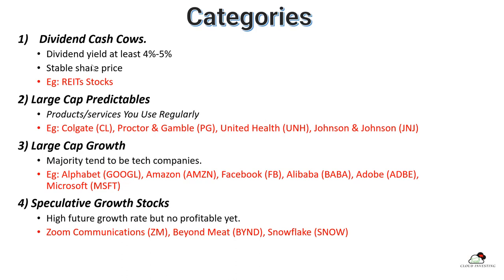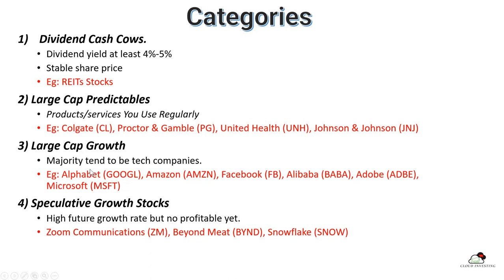dividends. If you want to collect the dividends, the dividends must be at least 4 to 5%. And the stock must have a very stable share price, not like the cyclical. So risk stock will be the good one. Large cap predictable. Large cap predictable is the big companies that produce a product that you need to use regularly, like Colgate, Procter & Gamble, United Health, and Johnson & Johnson.